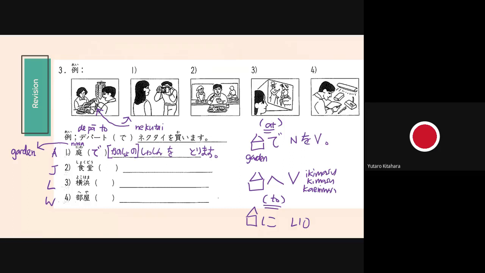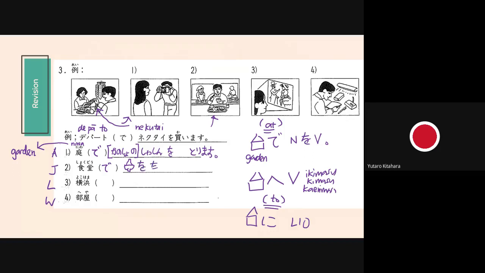Good that I mentioned it. Shokudo de hirugohan o tabemasu. Okay, hirugohan o. Same thing again. What's the particle? Shokudo, de. Correct. Hirugohan o tabemasu. Hirugohan is lunch. Of course, I say gohan alone also can, because it's a bit open-ended.